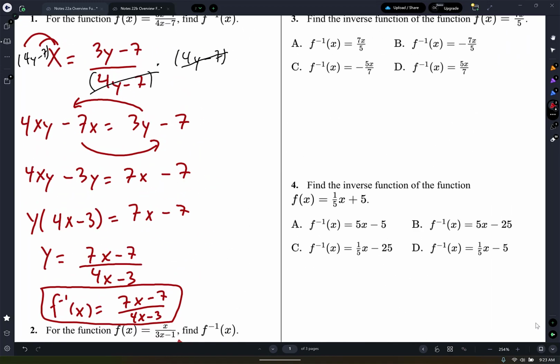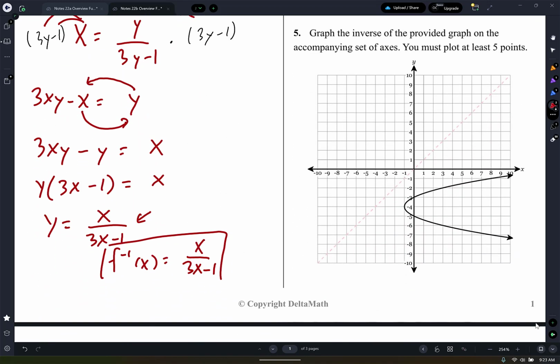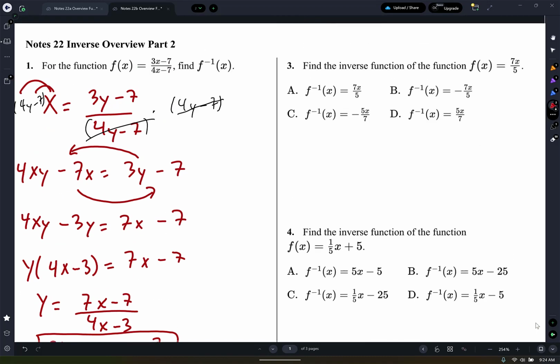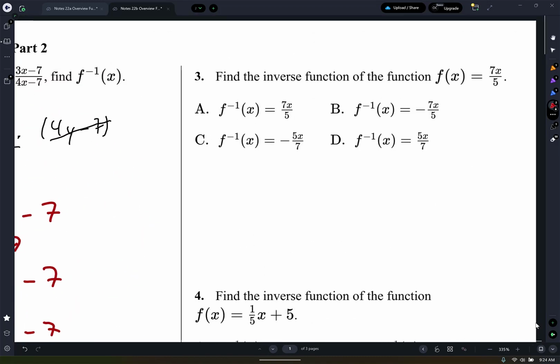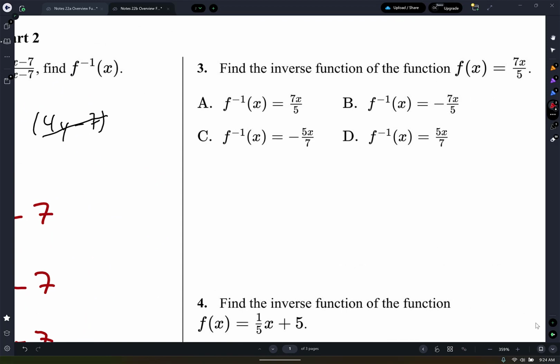All right, here we go. Yeah, it's special. It's because, you remember, you're reflecting across the line y equals x. When you do that, you'll see that there are some functions that are the same over and over. A function is its own inverse because it reflects perfectly across the line y equals x.